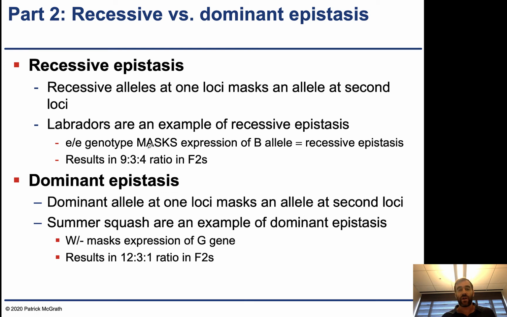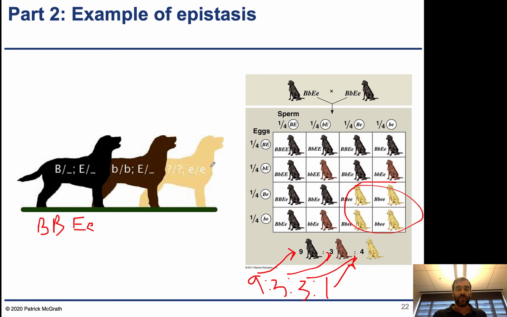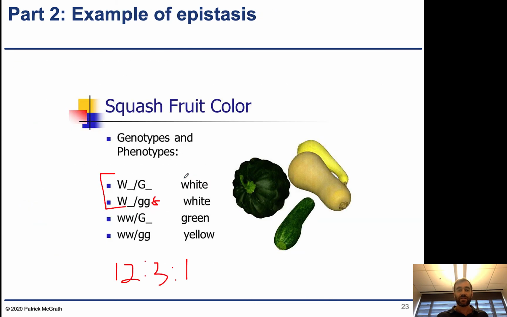So Labradors are an example of recessive epistasis. And so what does that mean? Well, if you have the recessive alleles of this gene right here, it doesn't matter what your B combination is. There's no combination of B that can affect the color of this dog, and so that's why it's called recessive. Because this, in the recessive form, masks the effects of this gene, it's recessive epistasis.